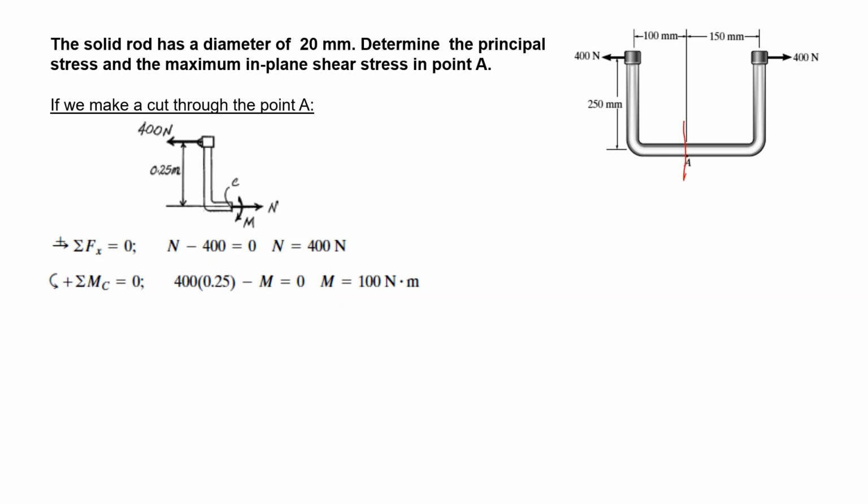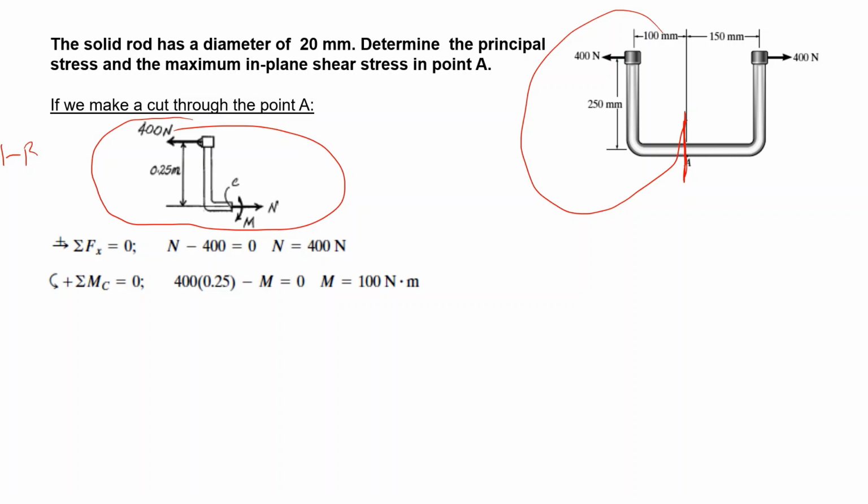First we have to cut. When we cut and take the left side, we have such a free body diagram, and the external load here is 400 Newton, and possible internal loadings are a normal force. There is no shear force because the external forces do not have any vertical component, and we may have a bending moment around the centroid of this section.